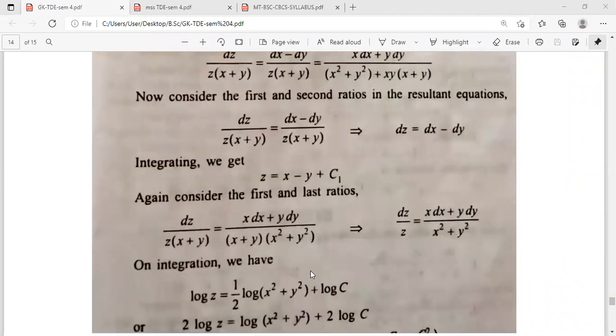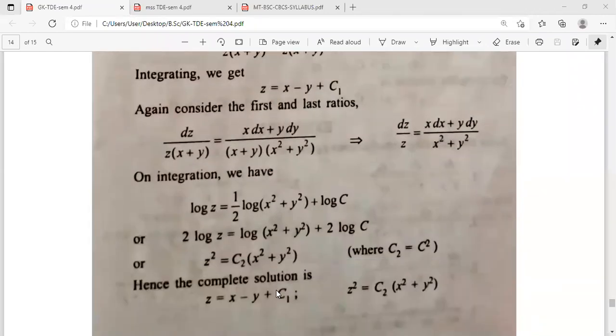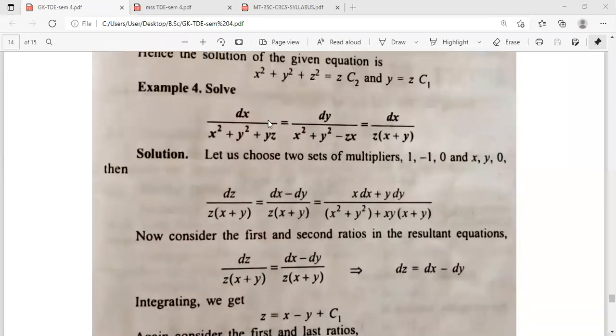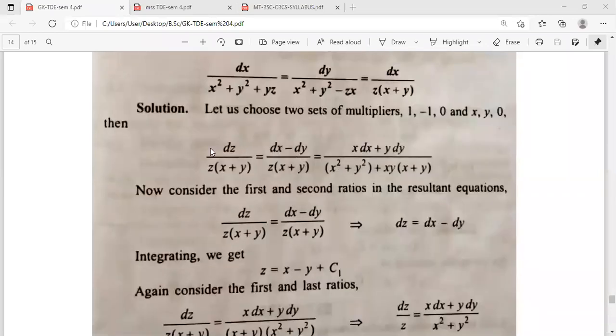Now what is the solution here? Z equal to x minus y plus c1. This is the first one, and z square equal to c2 into x square plus y square; together they come to the complete solution. Okay, you got two solutions. That is enough. Here you have to identify the sets: one set is 1, minus 1, 0, and x, y, 0 is the other set. After writing that, this is the main one you are taking. Of course the plus x you have to remove, and here you take the first fraction equal to the second one, the denominators get cancelled, and you get the solution.